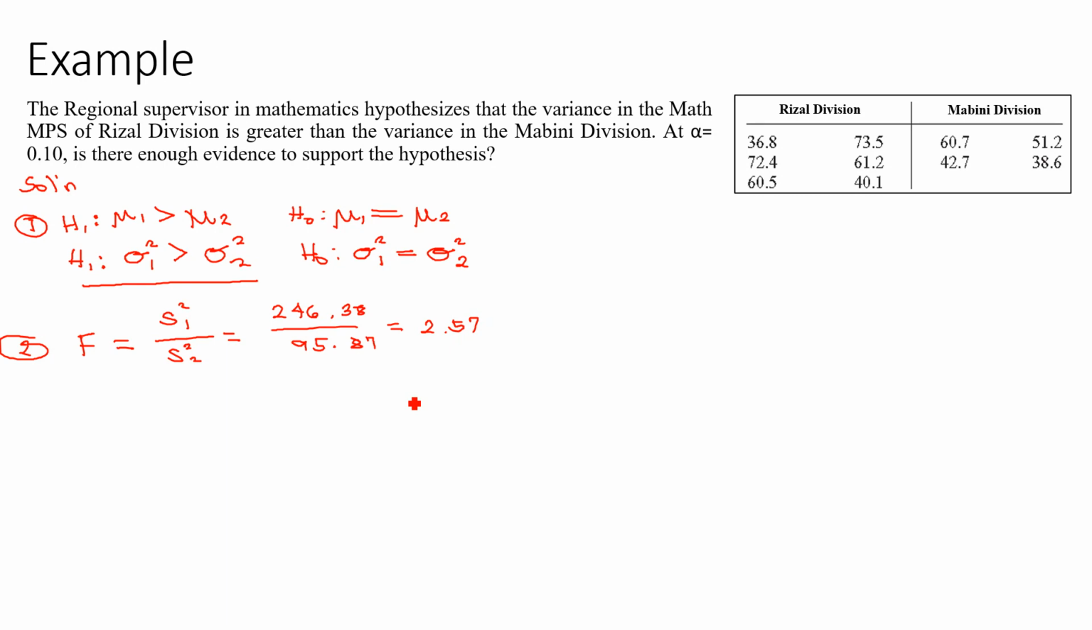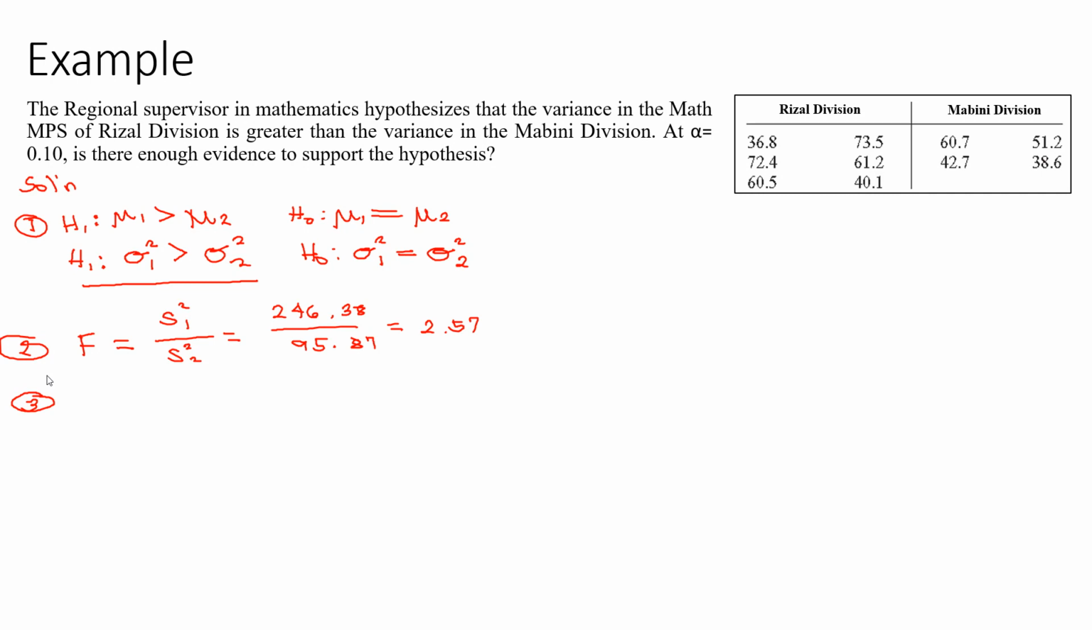Now, since we are going to determine whether there is enough evidence to support the claim of the original supervisor, we are going to get the tabular value, the tabular F value. In getting the tabular F value, we're going to use the table.